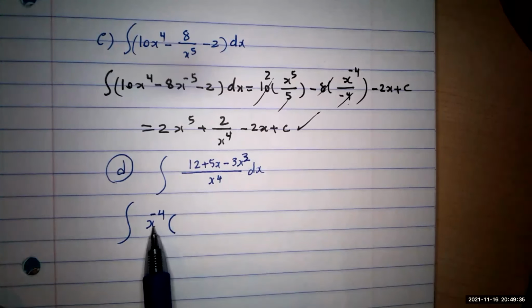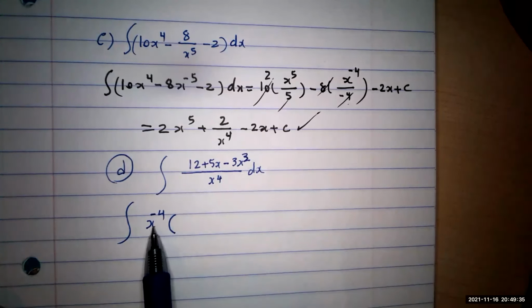Now we multiply the inside, one by one. So it's going to be equal to 12x to the negative 4, the first one, plus 5x to the what? You see, this is the negative 4, the power is 1. When we multiply, we add the power. Negative 4 plus 1 would be negative 3. Minus 3x to the, negative 4 plus 3 would be negative 1. That would be the conclusion.